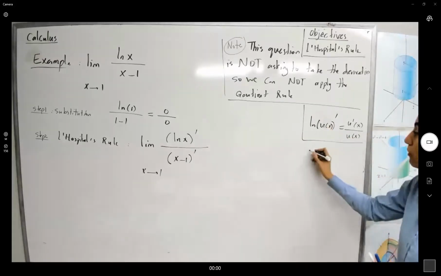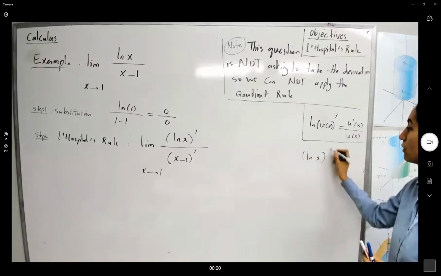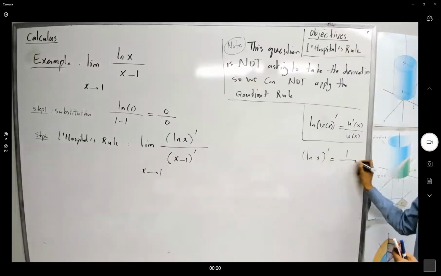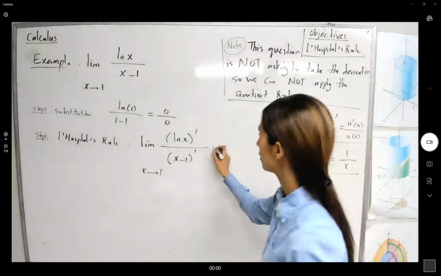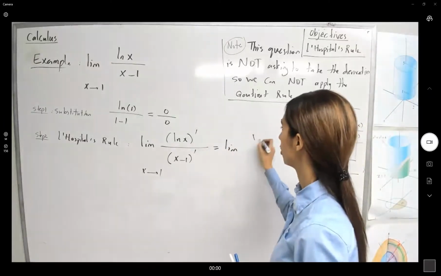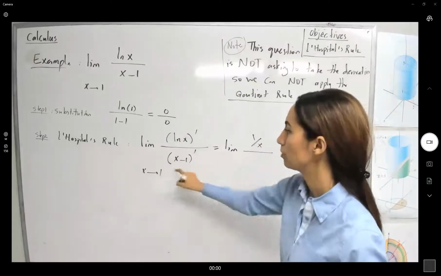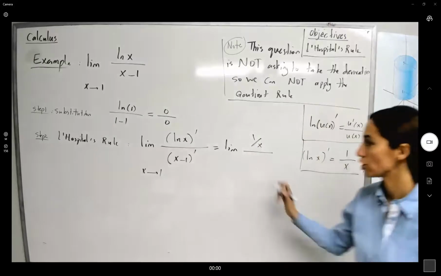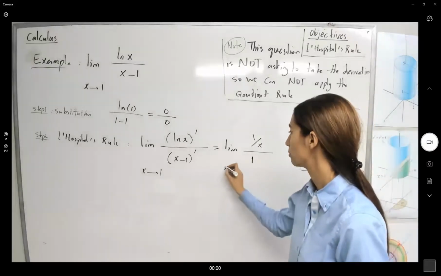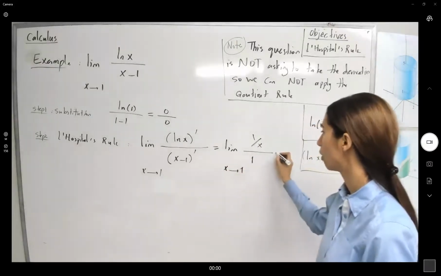So now here you have ln of x. The derivative of ln x is just 1 divided by x itself. So on the numerator, I have 1 over x. On the denominator, the derivative of x minus 1 is just a linear expression, which is 1. And my x goes to 1.